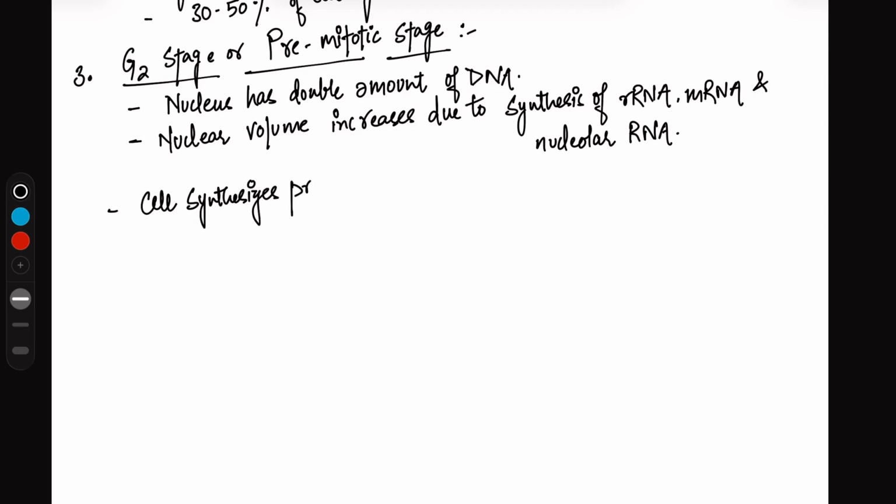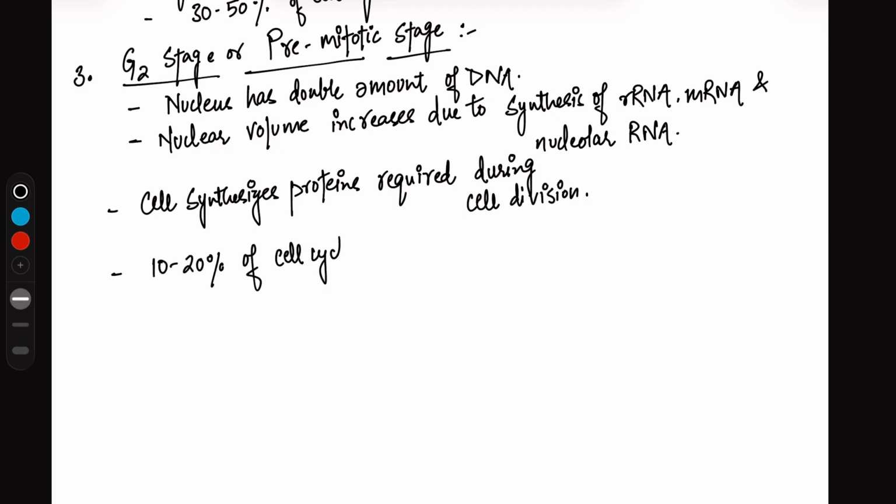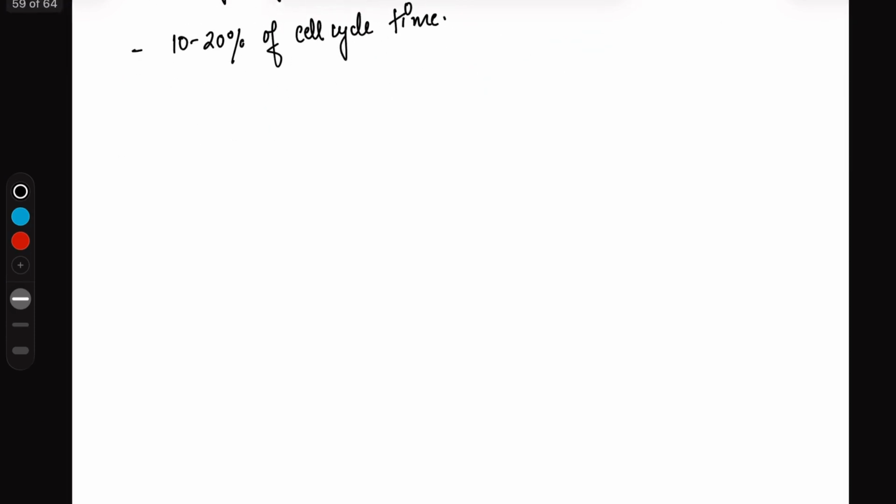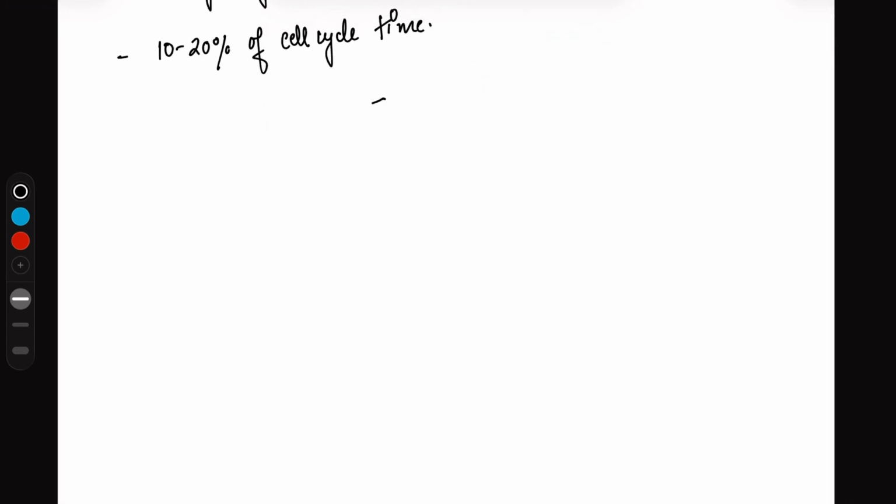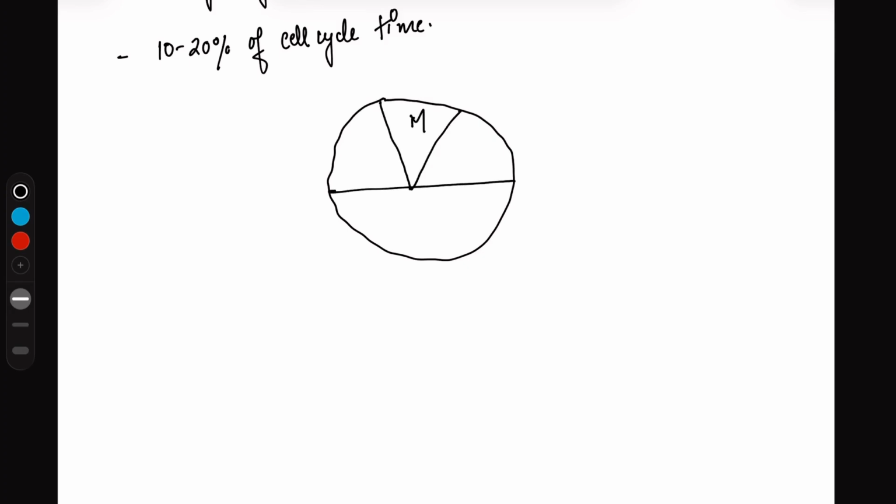Cells synthesize proteins which are required during cell division. Almost 10 to 20% of the cell cycle duration is invested in the G2 stage. If we see it roughly, almost 50% of the time of the cell cycle is given to the S phase. Mitosis, G2 and G1 take the remaining 50%.